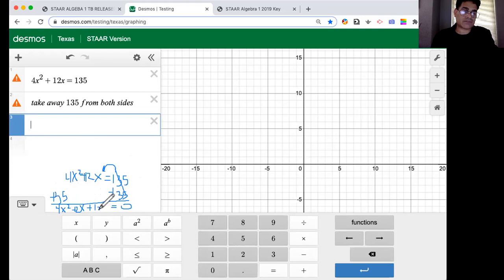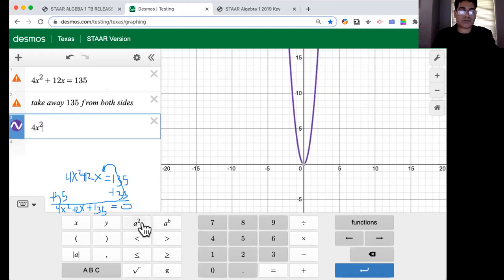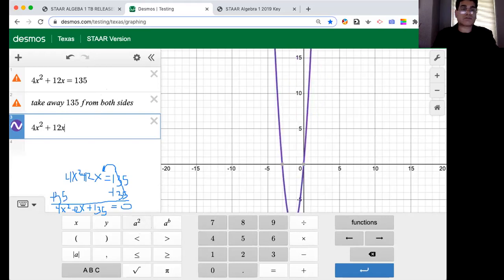And it's looking very sloppy, but I will just go ahead and remind you that I can just put it right here. And I want to put it here because I want to get that graph. So I now have 4x squared plus 12x plus 135 now. Okay. And that equals 0.